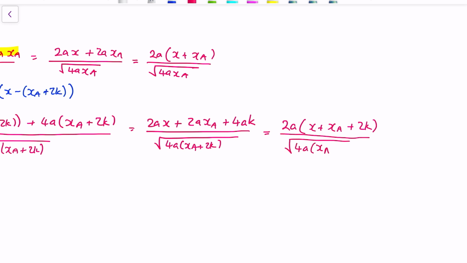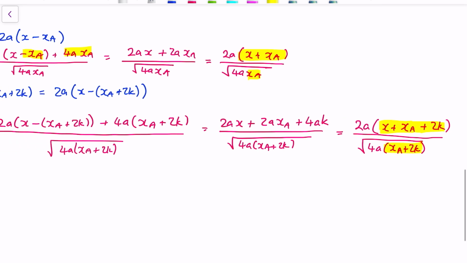Oh my goodness, I just repeated myself basically, because at this point, see how the structure's the same? That's x plus xa, that's x plus xa plus the extra 2k. The 2a's in the front, and instead of xa down the bottom, it's xa plus 2k, because the only thing that changed was the x coordinate. Okay, so it looks like I'm on the right track.